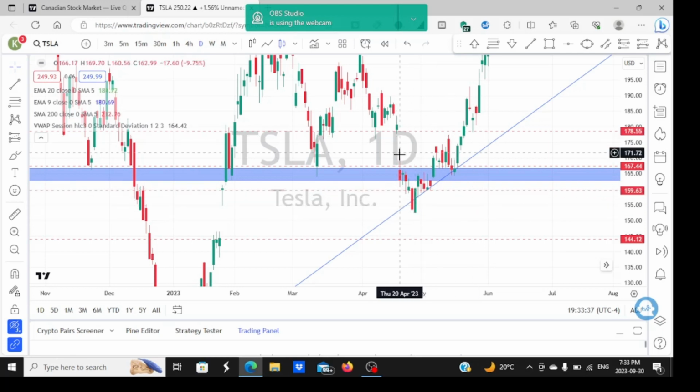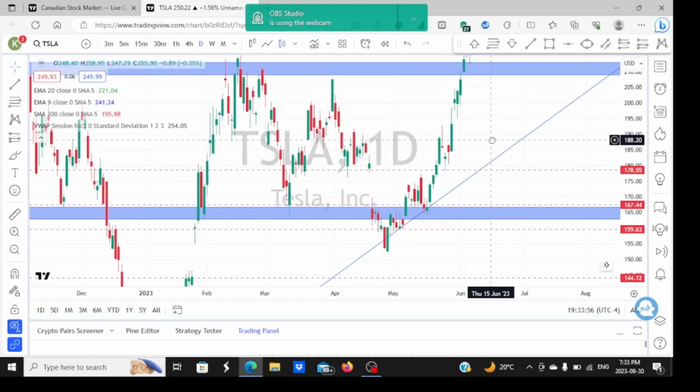So these sellers are pushing the price down, these buyers are pushing the price up, but the buyers are stronger for sure. So when they entered this buyer's gap, it didn't take them very long to take everything under control and just push right out of this area.